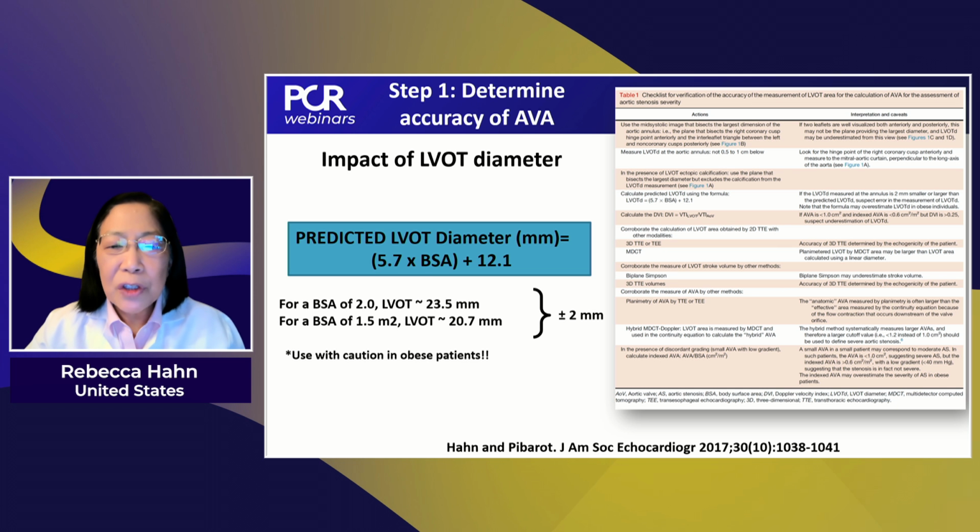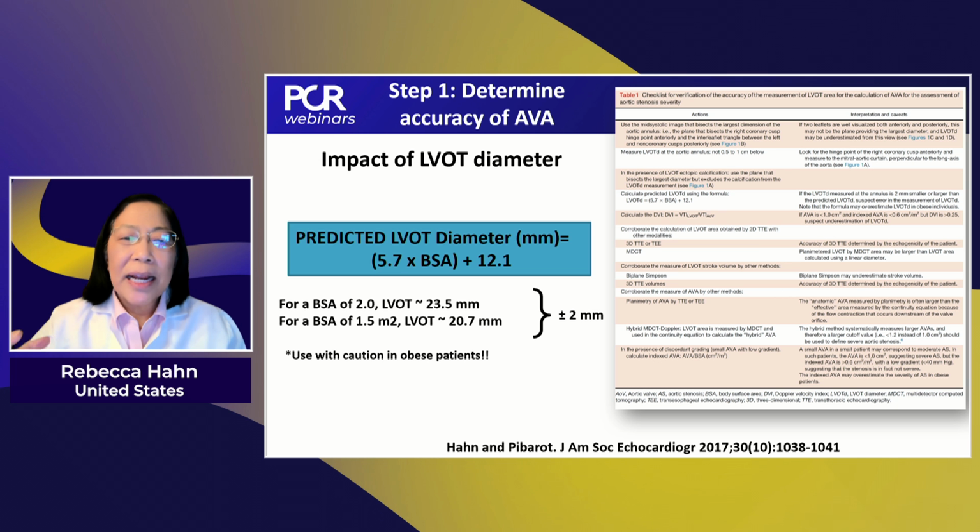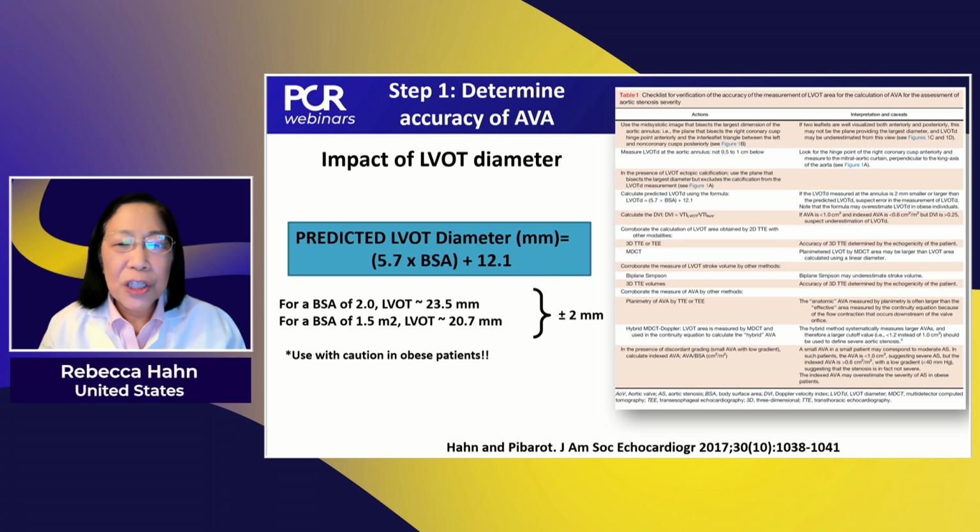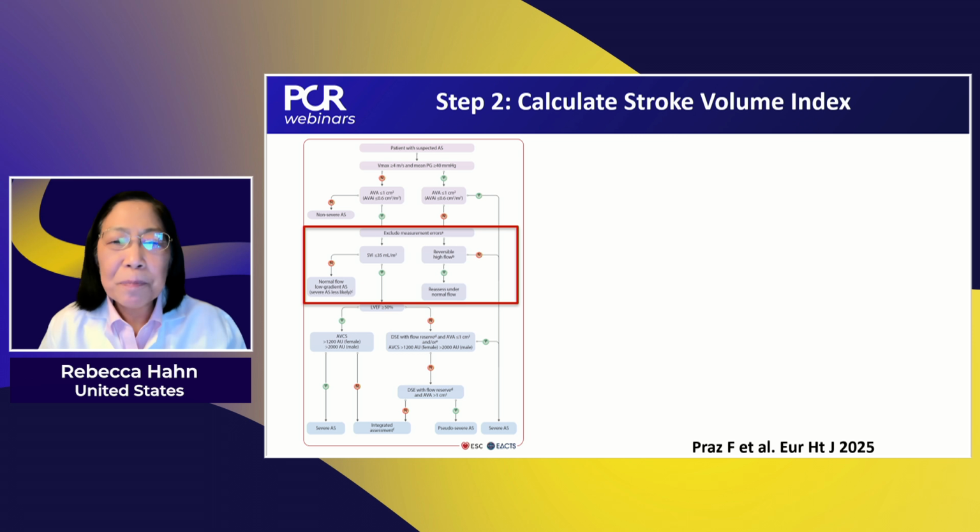And one other way that you can check on whether or not you have the correct annular area is to understand that the LV outflow tract diameter is almost linearly related to body size. And so you can use formulas, such as this predicted LV outflow tract diameter of 5.7 times the BSA plus 12.1, to check yourself and see whether or not you have the right LV outflow tract diameter.